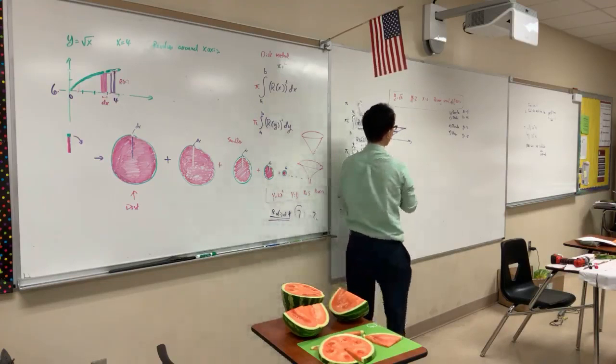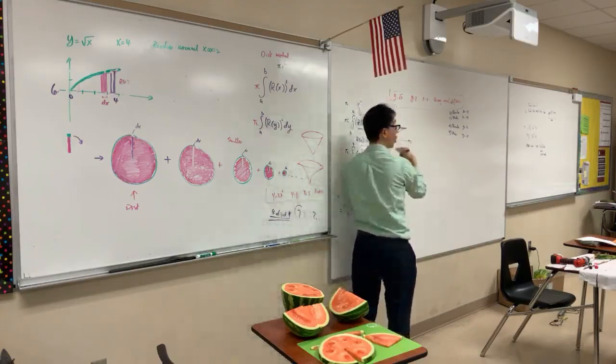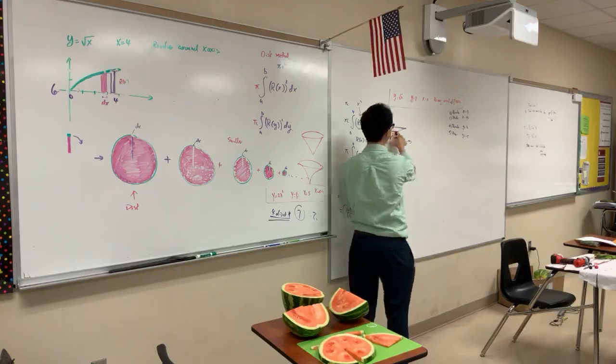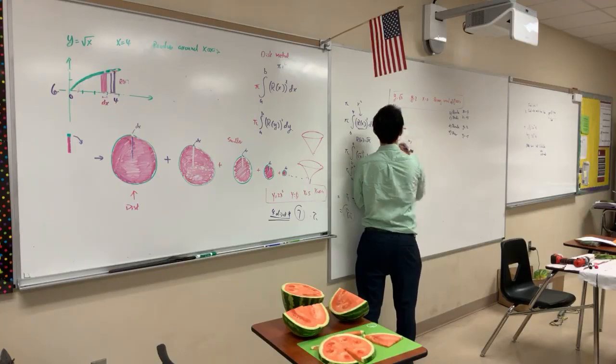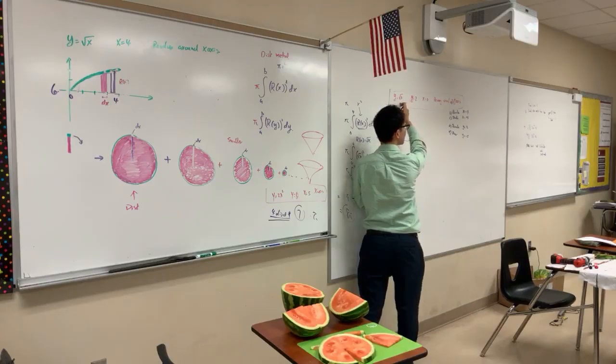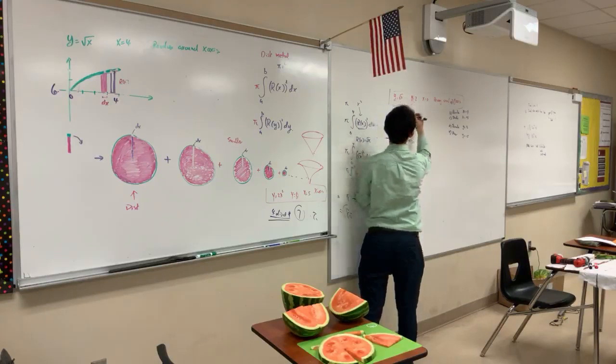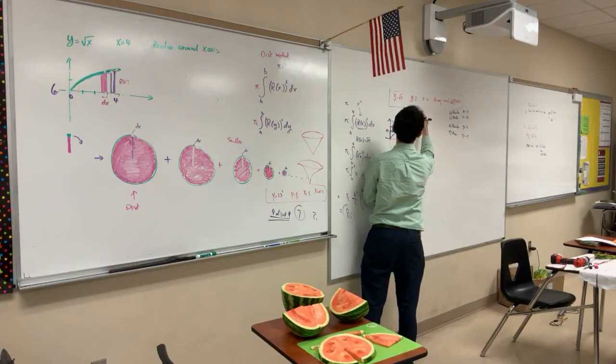Now we're gonna make sure is the r squared. So this is the r, right? But this can be represented by which function? Well, we have to figure out what is the x equal to something, the function in terms of y. So it'll be y equal to square root of x, x equal to y squared, right?